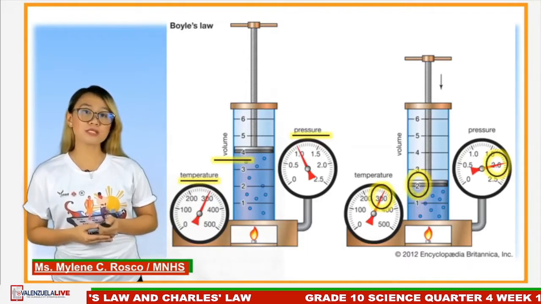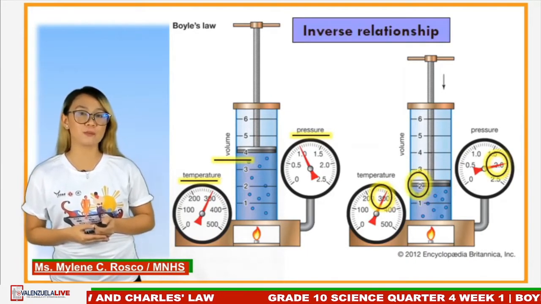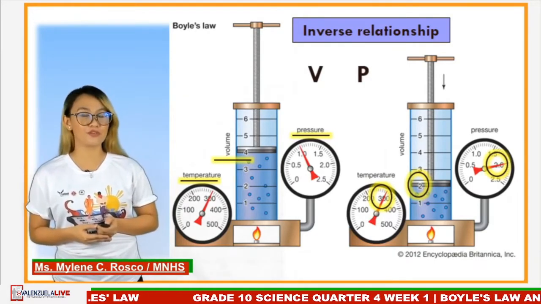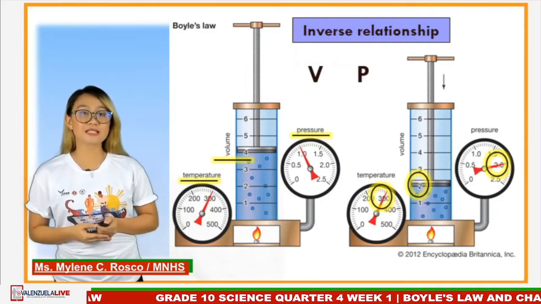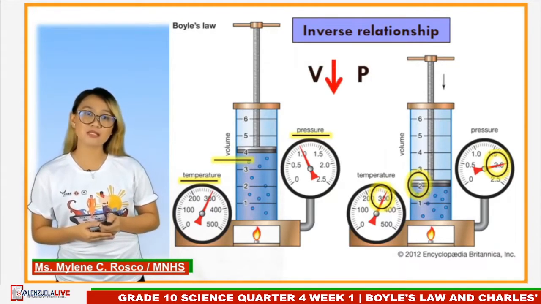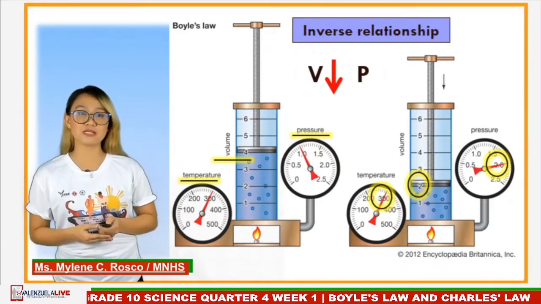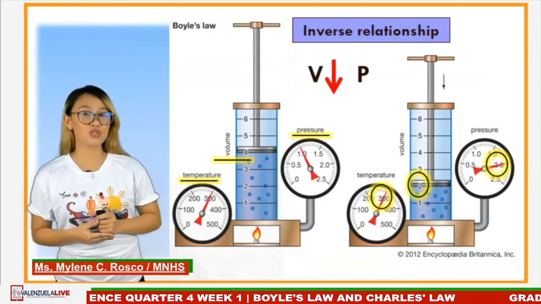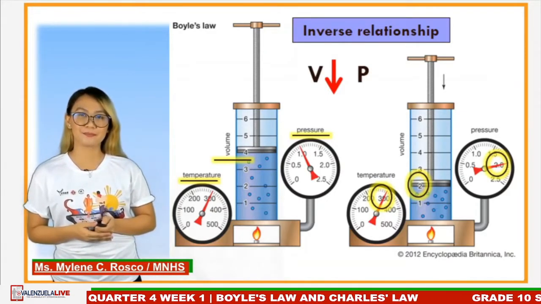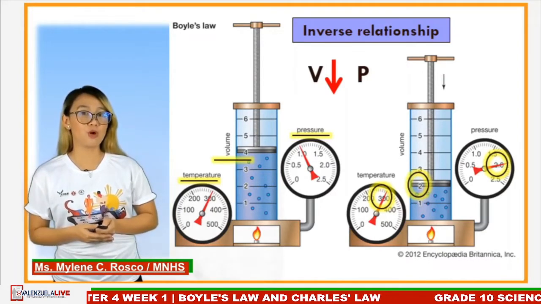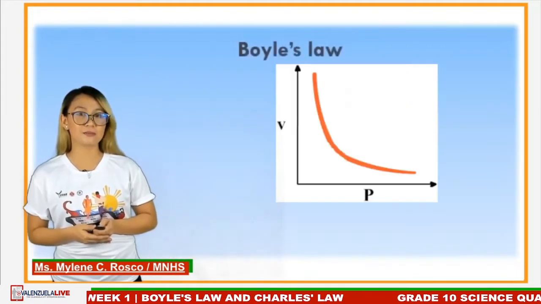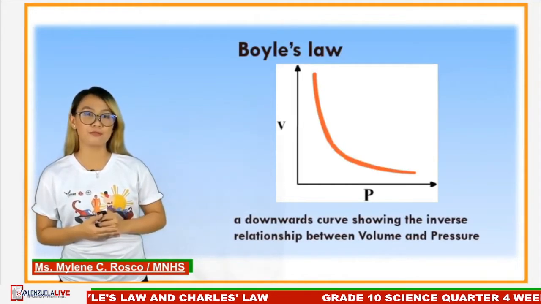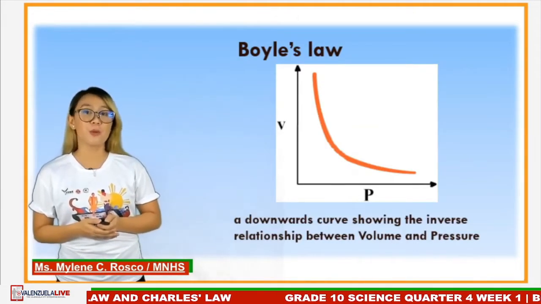Remember, Boyle's law shows an inverse relationship between the pressure and the volume at constant temperature and amount of gas. Meaning, as the volume of the gas decreases, the pressure of the gas increases, and vice versa, as the volume increases, the pressure of the gas decreases. Now, if we plot volume directly against pressure, we will get a downward curve showing the inverse relationship between two variables.